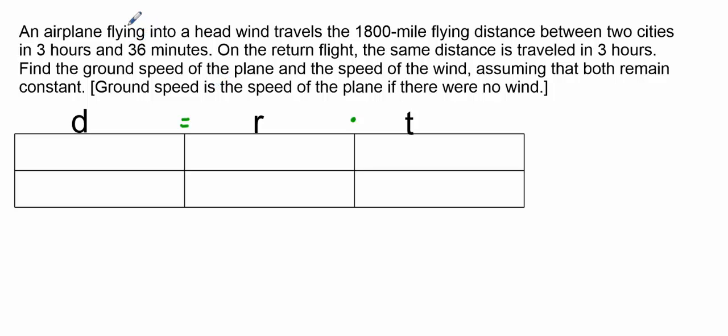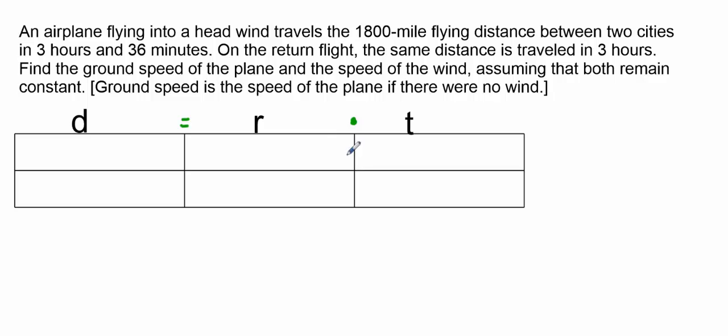So we know that in a headwind, it's going to fly 1,800 miles between two cities in 3 hours and 36 minutes. On the return flight, in which case they're going to now have a tailwind, it only takes 3 hours. They want to find the ground speed and the wind speed, and assuming that those two remain constant. So not typically a realistic problem, but you get the idea.